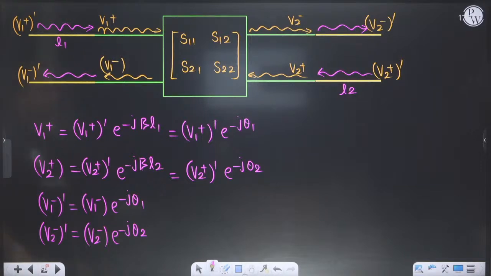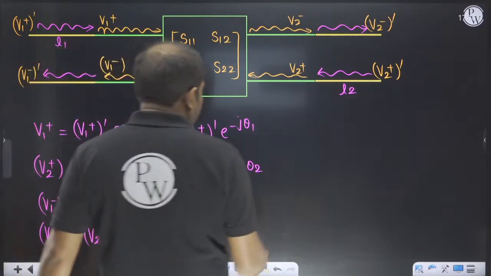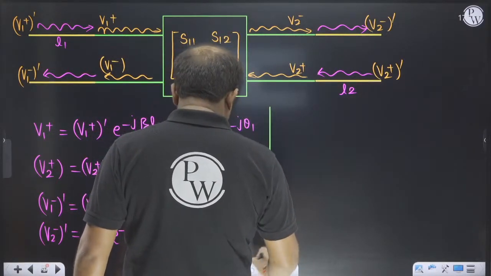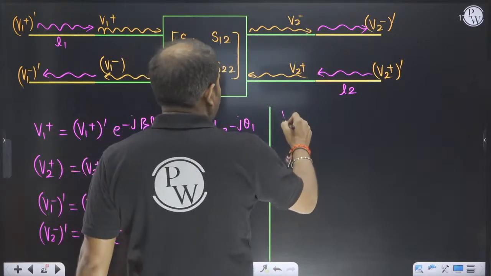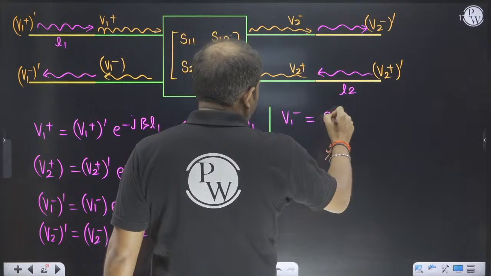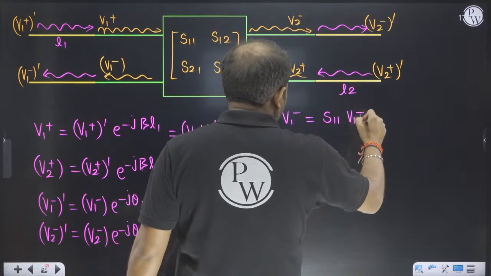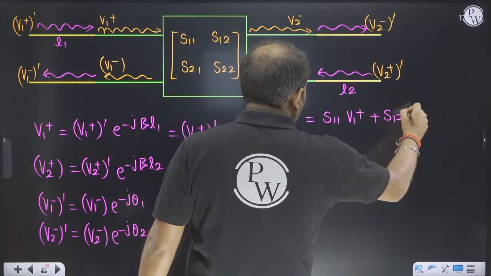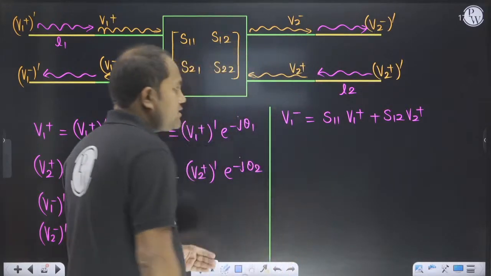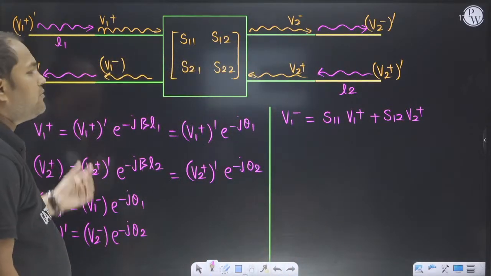So what are we going to get? You are going to get the answer. So how will you get the answer? Then you will write the equation. What is the equation? The equation is V1 minus is equal to S11 V1 plus plus S12 V2 plus, and V2 minus. So in place of V1 minus, you will write V1 minus dash.